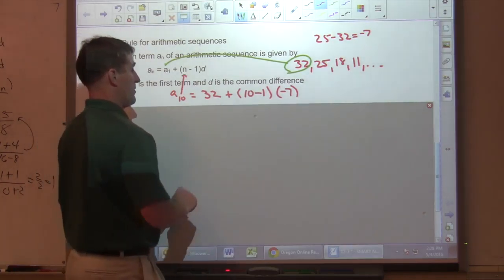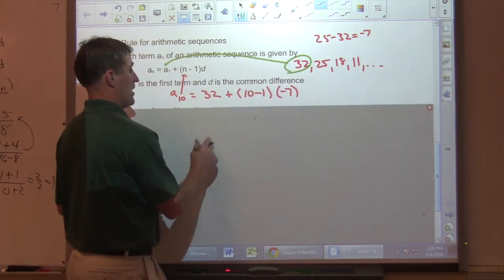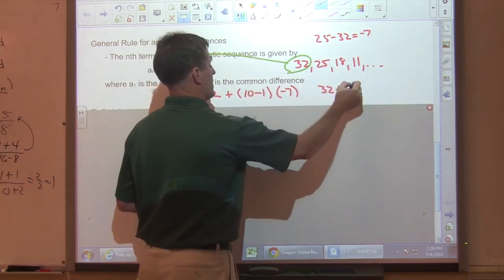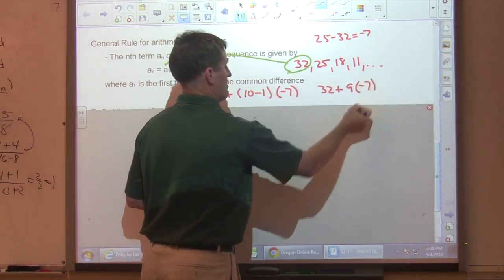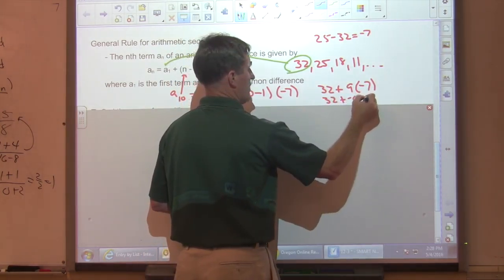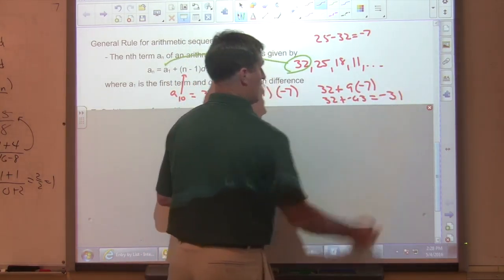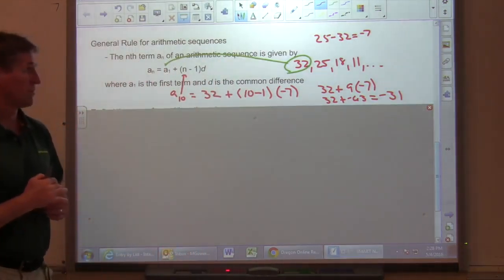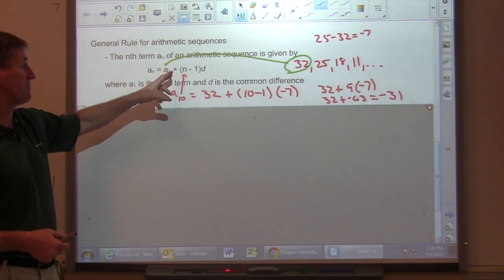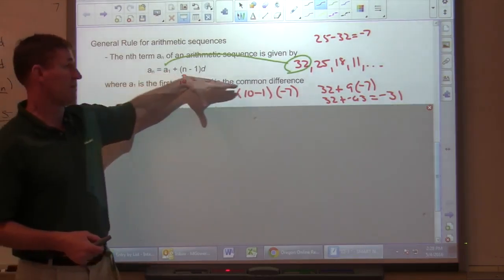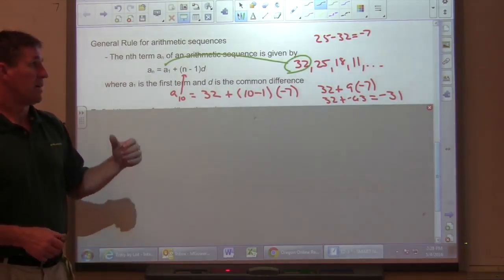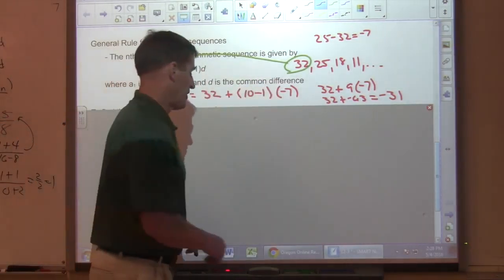So this would become 32, 10 minus 1 is 9, 9 times negative 7, so that's 32 plus negative 63 gives me negative 31. So you can see, using the formula, you just plug the numbers in, and you can find the values, and it's not too bad to do. So pretty easy if they give it to you that way.